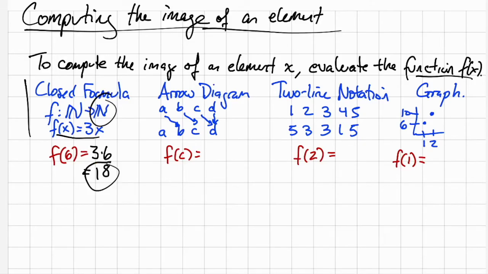When you have an arrow diagram, we look to see where the arrow goes. The arrow from C goes to D, and so f of C is equal to D. In two-line notation, the inputs are in the top row and the outputs are in the bottom row, and so if we want to calculate f of 2, we look below the element 2 and we see the element 3 in the codomain. And then if we have a graph, for example f of 1, we look at where 1 is in the domain and we see what is the y value of the function at 1, we get 6.